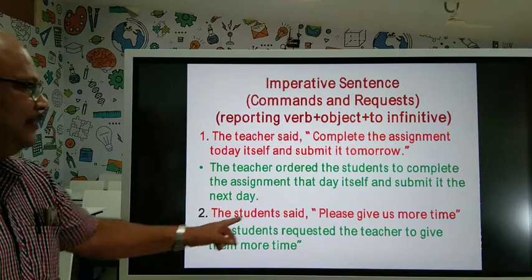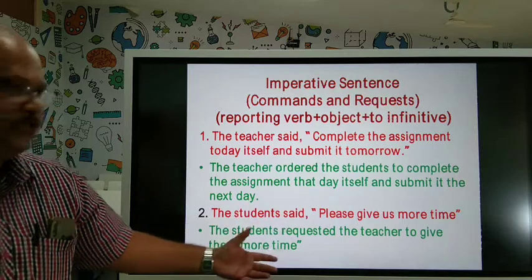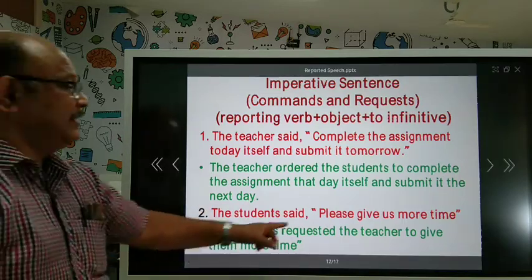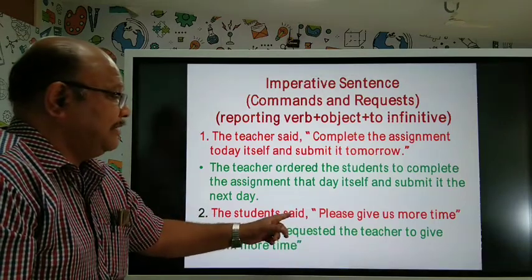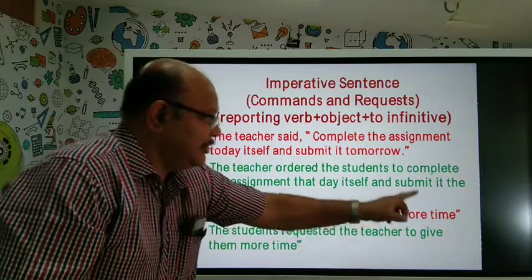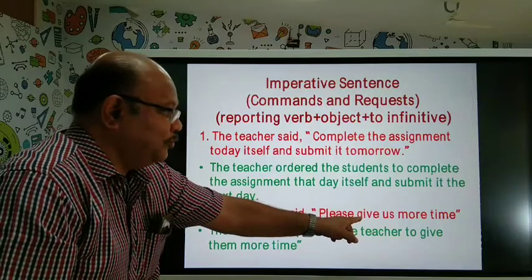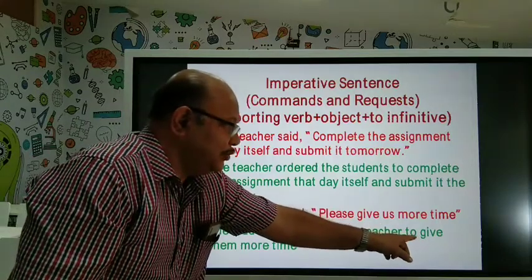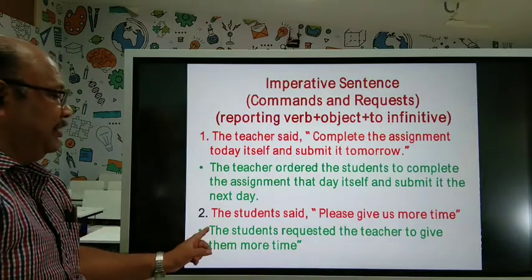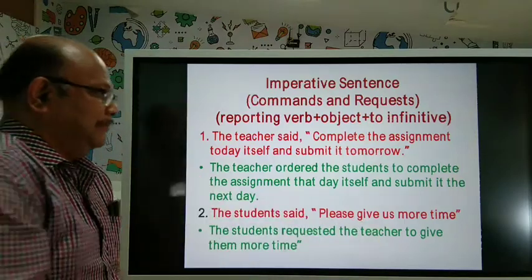Next example. The students said, "Please give us more time." See, it is a request by the students. Therefore we say the students requested. The reporting verb "said" changes to "requested" because it is a request. The teacher to give, infinitive. Here in the given sentence it is "give" only, no "to," but here you are adding "to give them more time." So look at this sentence: The students requested the teacher to give them more time.